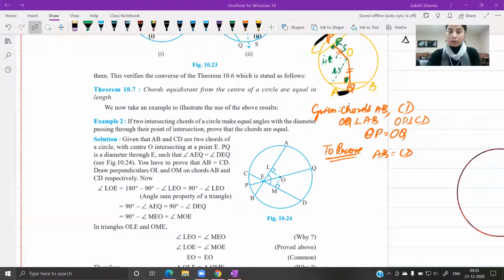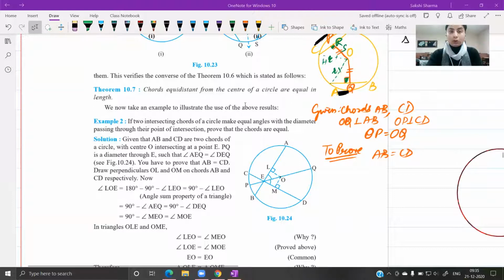And if the chords are equidistant from the center, then the chords are also equal. So if you have two equal chords, AB, CD, the perpendiculars that we will draw from the center to the chords, they will be equal. And if those perpendiculars are equal, the chords themselves will also be equal.